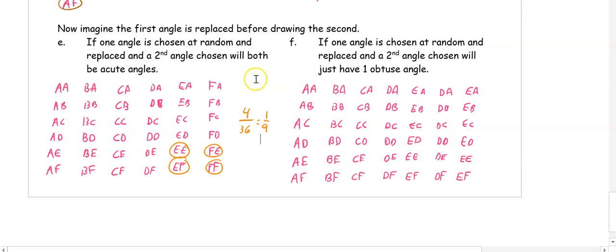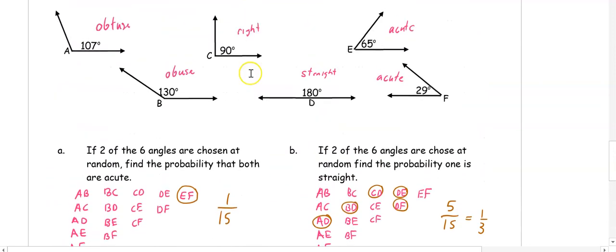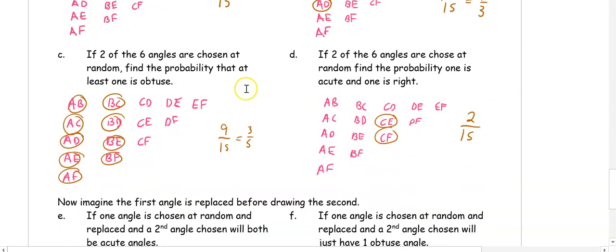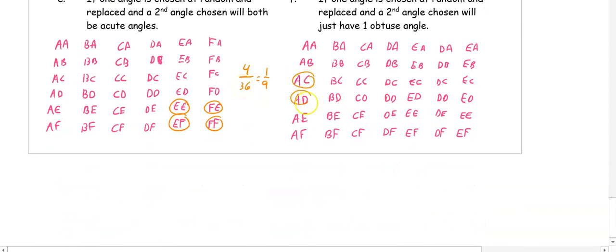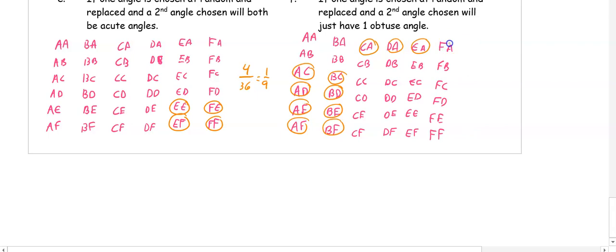In our last problem, we have one angle chosen at random and replaced, and the second angle chosen, and we're going to have just one obtuse angle. So if we're going to have one obtuse angle, we either have A or B, but we can't have both. So AC, AD, AE, and AF, BC, BD, BE, and BF, CA, DA, EA, and FA, and then we have CB, DB, EB, and FB. So that is 16 out of 36, which reduces to 4/9.